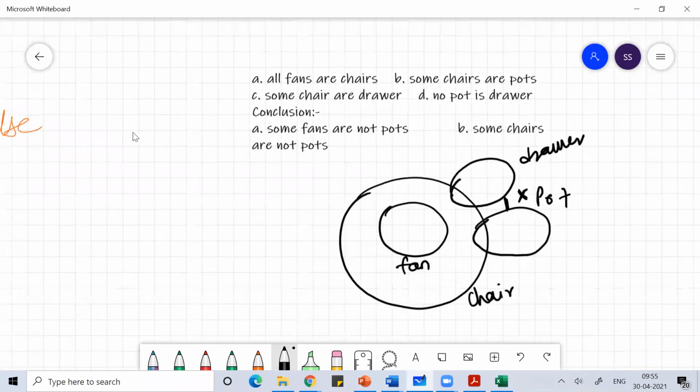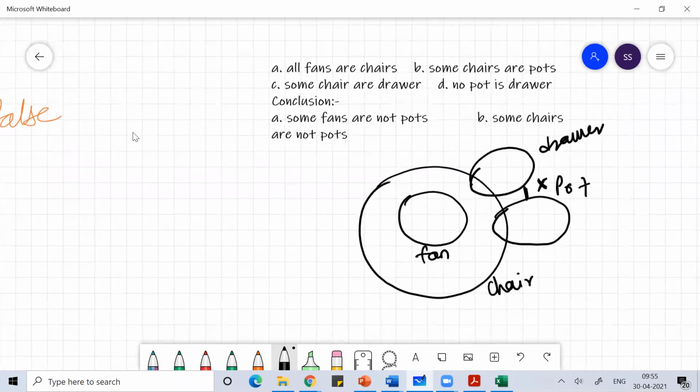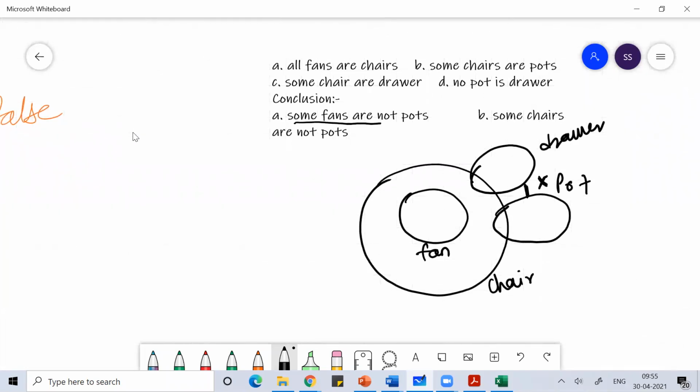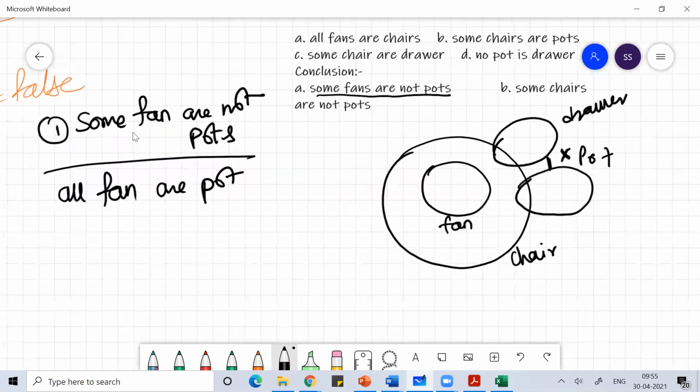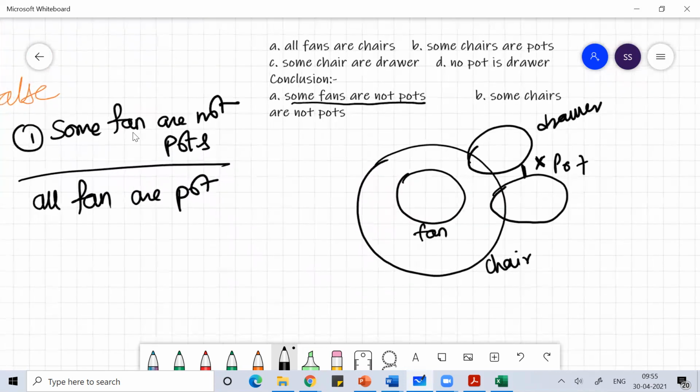Then what I need to do is test my conclusions. The first conclusion is: some fan are not pot. So first I need to test this. If I have to test whether some fan are not pot, I'll test whether all fan are pot. Can this be true or not? Is it possible that all fan are pot? Let's test this. Is this possible or not?